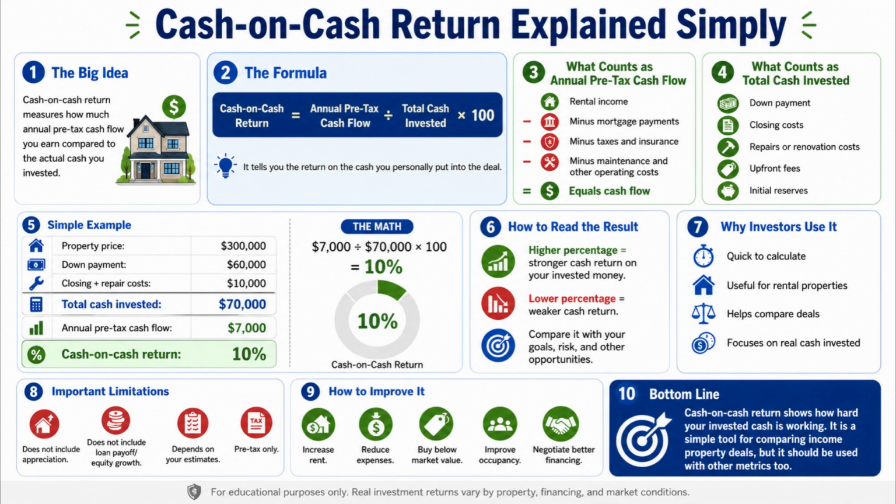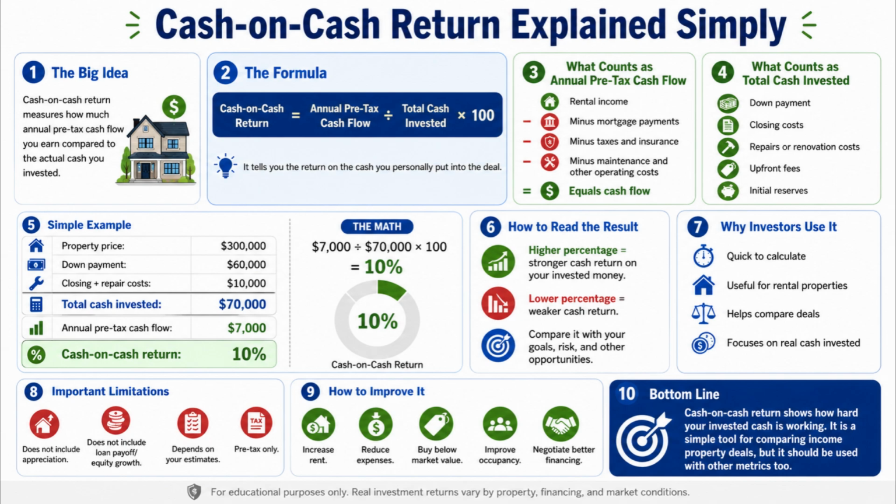In this video, we will discuss cash-on-cash return explained simply. Cash-on-cash return is one of the simplest ways real estate investors measure how well their invested cash is working. It shows how much annual pre-tax cash flow you earn compared to the actual cash you personally put into the property. To understand it clearly, think of it like this. If you invest your own cash into a rental property, you want to know how much cash that investment gives back each year. Cash-on-cash return helps answer that question in percentage form.